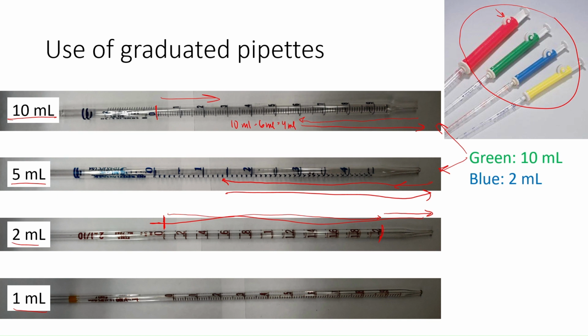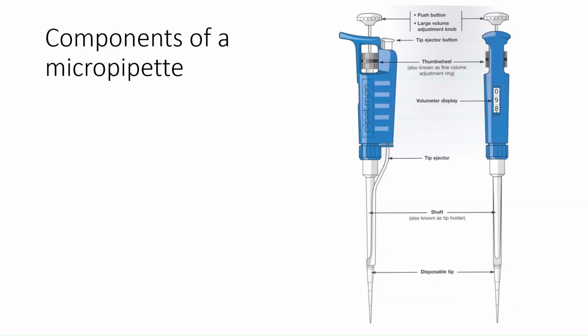The green ones can go to a maximum of 10 milliliters, so they'd be able to also handle the 5 milliliter. You'd use the blue one when you're using your 2 milliliter graduated pipette. So just keep that in mind. Don't use a blue one if you want to measure a volume more than 2 mils, because you won't be able to.